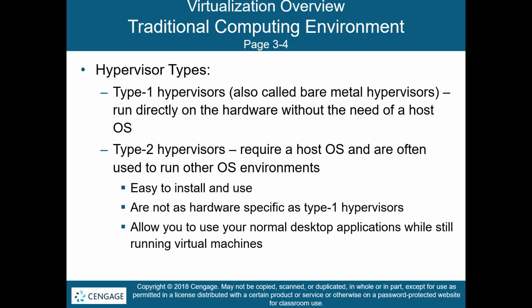On the other hand, Type 2 hypervisors run on top of a host computer's operating system. And they're often used to run other OS environments on your desktop. They're easy to install and use. They're not as hardware specific as Type 1 hypervisors. And they allow you to use your normal desktop applications while still running virtual machines.